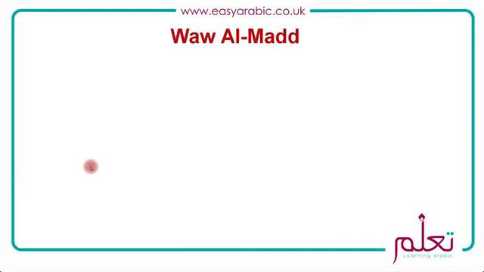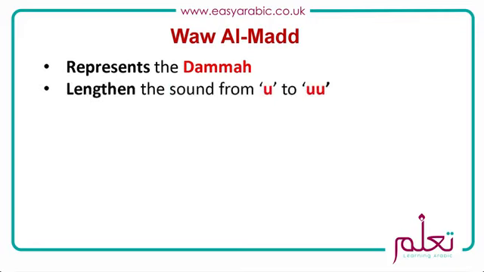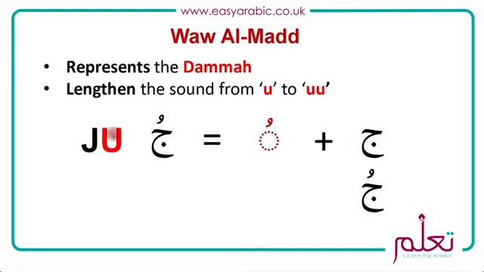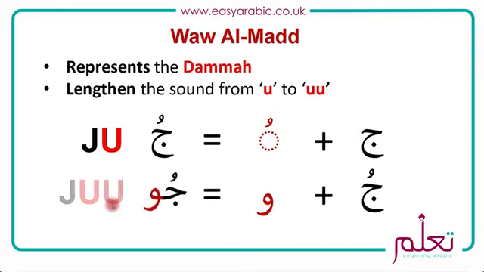Okay, what the waw al-mad is it represents the dhamma, and it lengthens the sound from u to u. So we'll look at the letter jim. Jim plus the dhamma equals ju. Okay, so we then take that down to the bottom and then add the variant, which is waw. So ju plus the waw becomes ju.